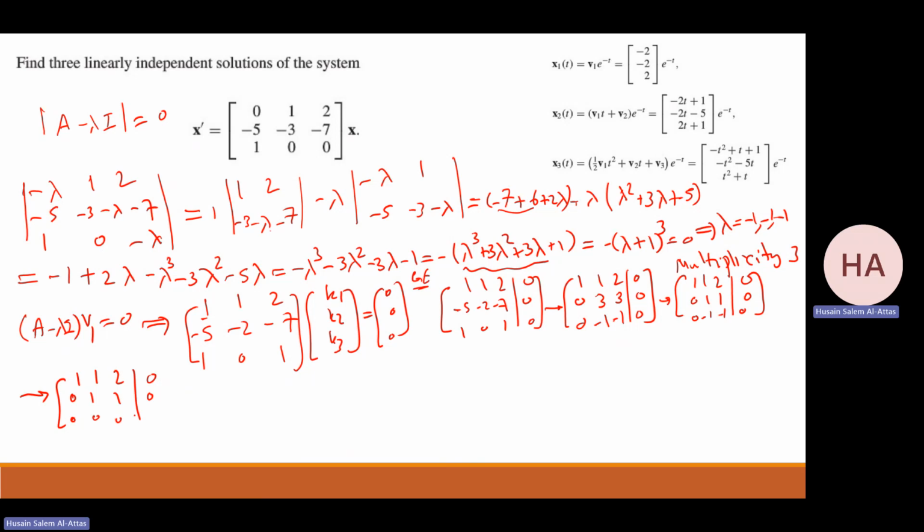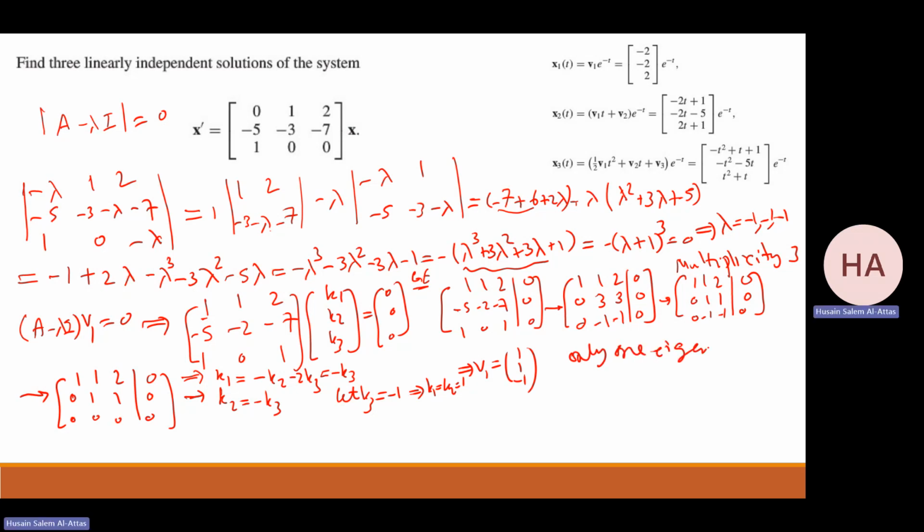So what do we have? K2 equals minus K3. And from here, I have K1 equals minus K2 minus 2 K3, which, since K2 is minus K3, will be minus K3 also. So let K3 equal minus 1. K1 will be 1, K2 will be 1. So my V1 is 1, 1, minus 1. We have only one eigenvector.